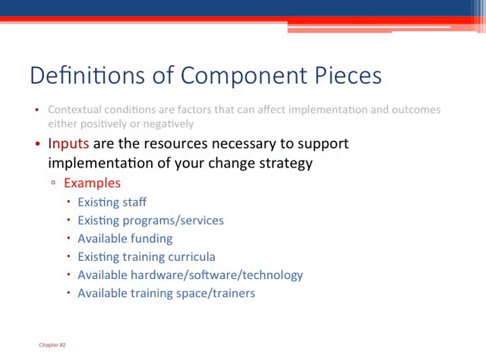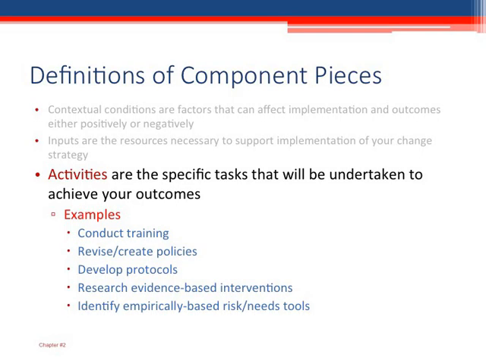They can be things like people, programs, money, curricula, technology, training space, and so forth. Activities are the specific tasks to be undertaken as part of the implementation. Examples include conducting training, revising or creating policies, developing protocols, researching evidence-based interventions, or empirically based risk tools. Generally speaking, activities are easily distinguished from other parts of a logic model because they start with an action verb.